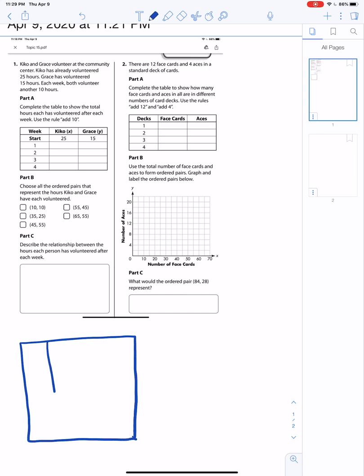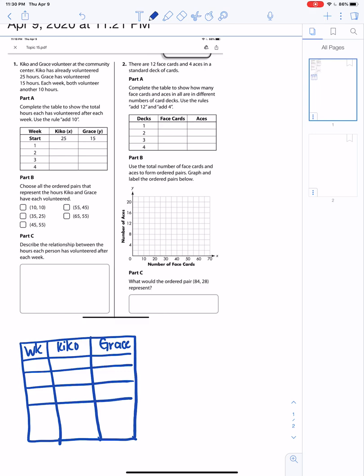And you're going to follow the table at the top, and it's going to say week, and Kiko, and Grace. And then you're going to divide your table into 4 weeks. Well, there's a start first, and then there's 4 weeks after that. 1, 2, 3, and 4. So this is start, and this is what you would be doing on your scratch paper at home during your learning check, okay? And this is week 1, 2, 3, and 4.